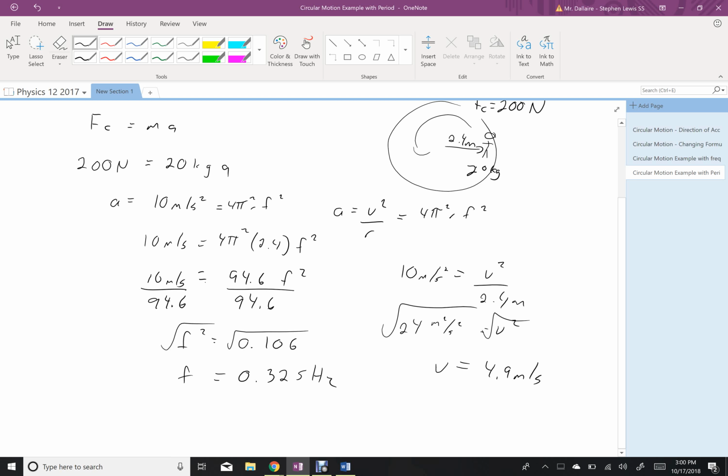So don't get fooled, that frequency doesn't look all that big, but this is a great big ride, so it's going around once every 3 seconds, and that's pretty darn fast when you consider the overall size of the ride. And as a result, this thing's going pretty fast when that poor child falls off.